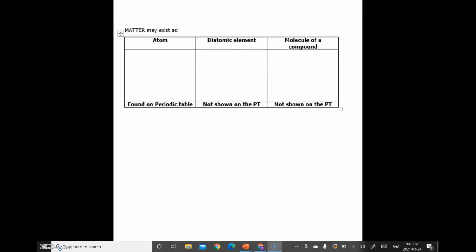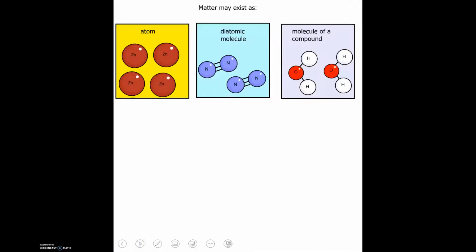Okay, so after we've done this ball and connector activity, you have the following chart in your notes, and we're going to fill it out. So go ahead, find your chart. And I want you to draw the following pictures for each. So we looked at an atom. So we made our classifications. We have an atom, we have a diatomic molecule, and we have molecule of a compound.